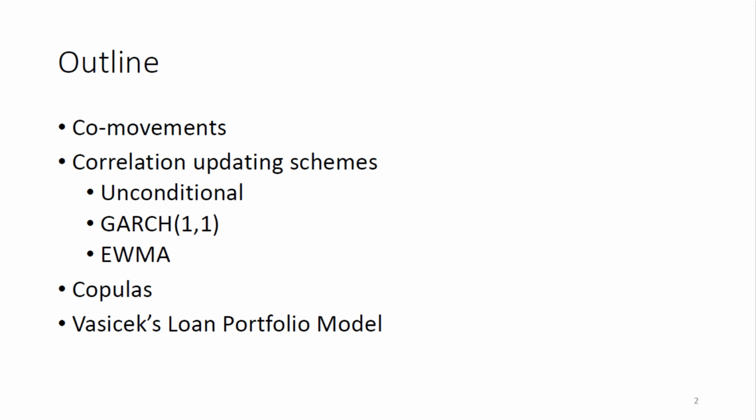And we will end with some properties of the multivariate normal distribution. So if you would like to generate scenarios for the multivariate normal distribution, how would you do that?